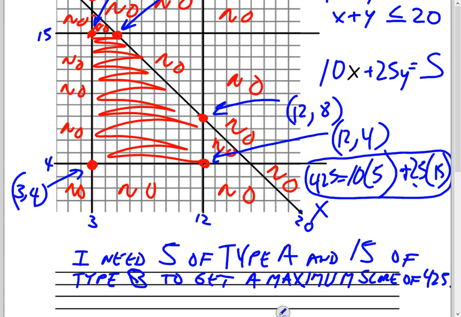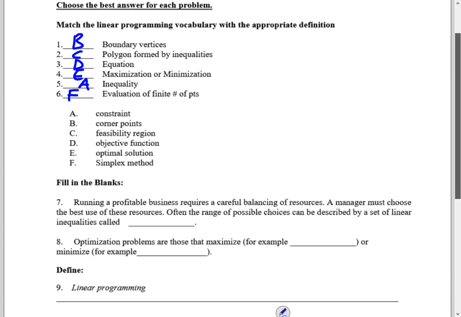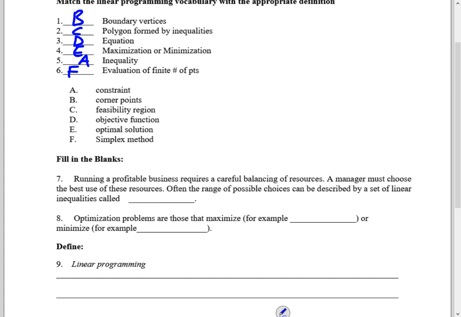Vocabulary. We needed B, C, D, E, A, and F. Inequalities are often called constraints. An example of maximum, we want more profit and we want less cost. Lots of different answers for that.